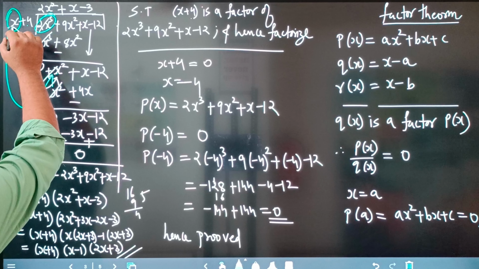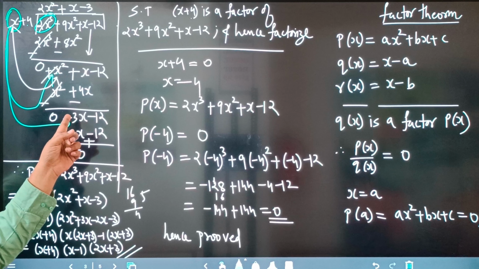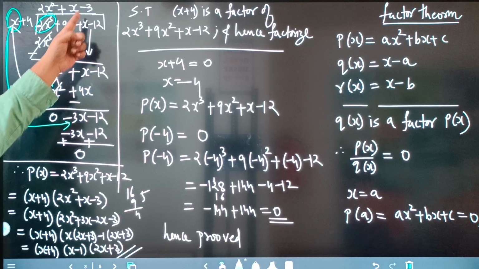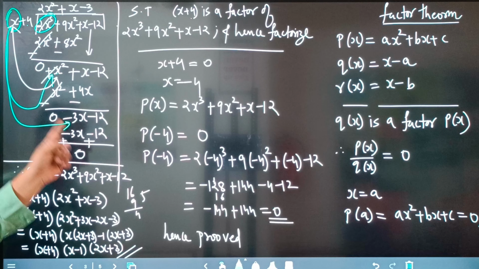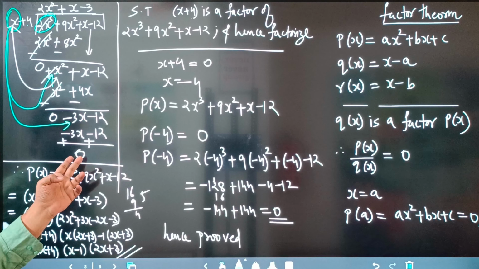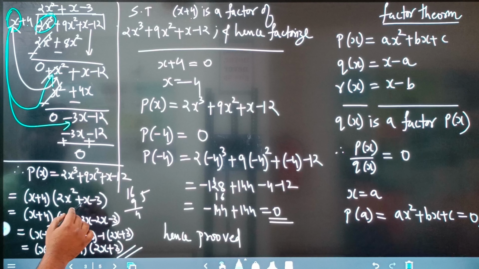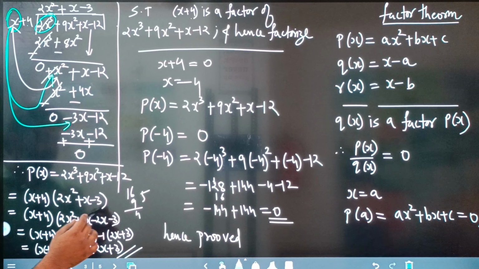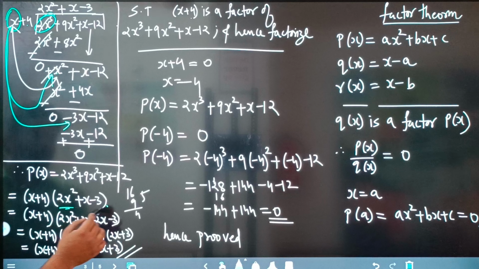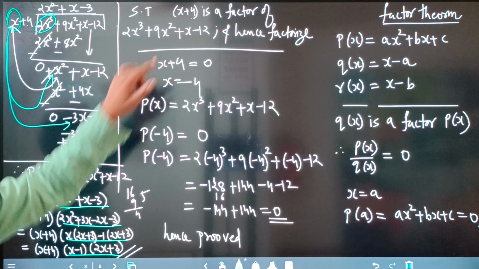Now once again the same question: what should be multiplied with x so as to get minus 3x? So obviously it's minus 3. So minus 3 into x is minus 3x, minus 3 into 4 is minus 12. So we get 0. So x plus 4 and 2x square plus x minus 3 is the other term. This term we need to factorize using the method, and then ultimately we get the three factors of the given polynomial.